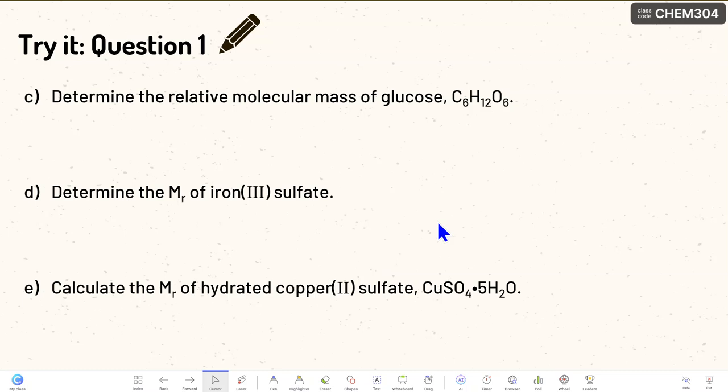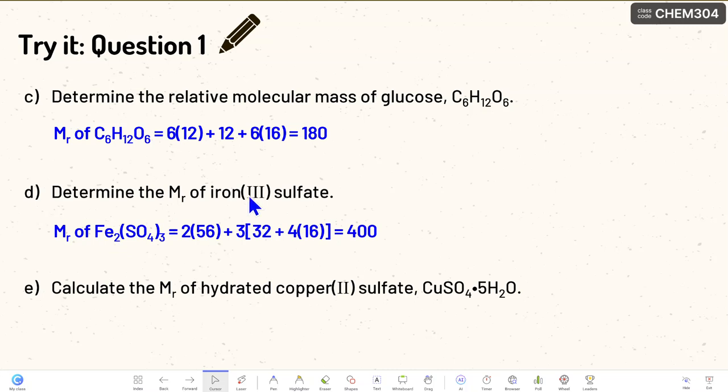Determine the relative molecular mass of glucose. Very simple, right? Add up the relative atomic masses of all the atoms to give you the molecular mass. So just 6 times 12 for carbon, 12 for hydrogen, don't need to put times 1 because it's just 1, and 6 times 16 for oxygen, total 180. Mr here refers to relative formula mass, basically the sum of everything in the formula together. So iron(III) sulfate is Fe2(SO4)3. If you multiply the numbers correctly, the answer will be 400 here.